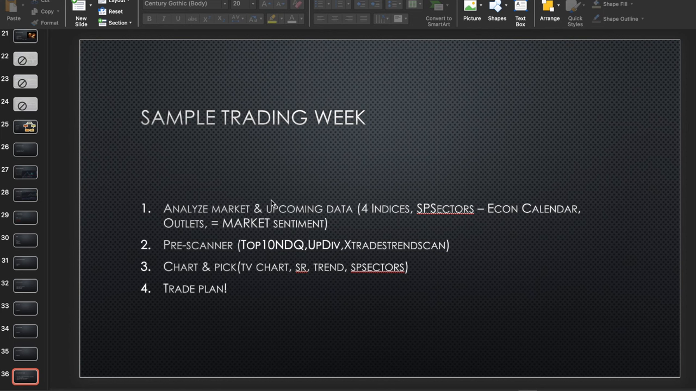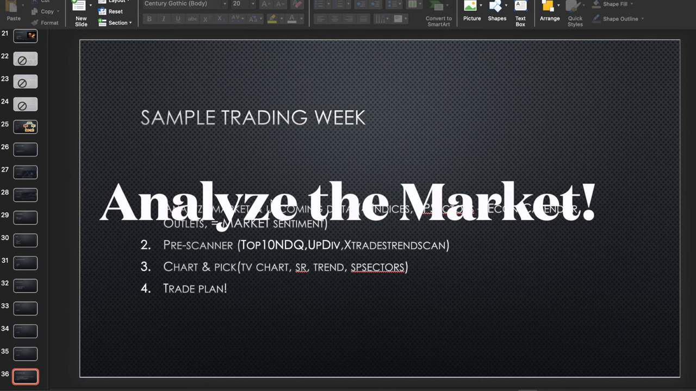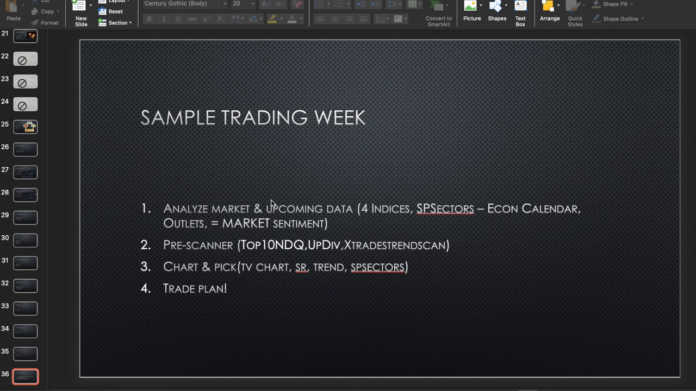So four steps. Okay, some of them a little bit more involved than the others. Let's jump right in to step number one, which is analyze the market. And this is for the trading week that is upcoming. So I usually do this Saturday and then update Sunday. So analyze the market. Okay, what does that mean?